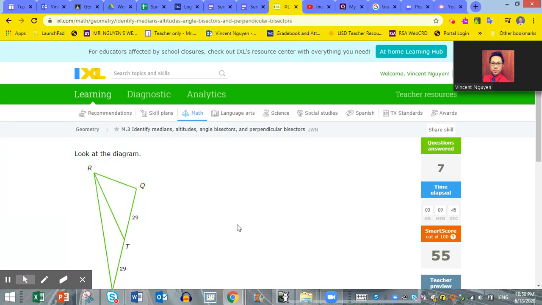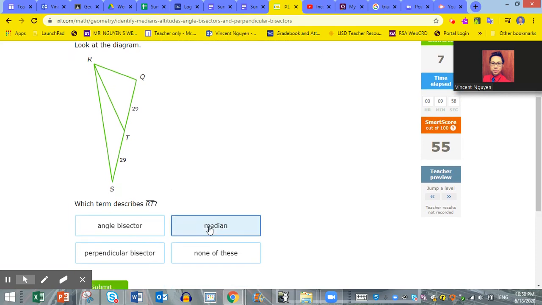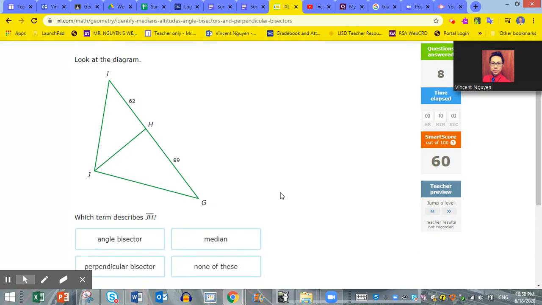Submit. Next one we have this equal to that, which means T is the midpoint, which makes RT the median. Awesome. Okay. Submit. Let's speed up a little bit here.